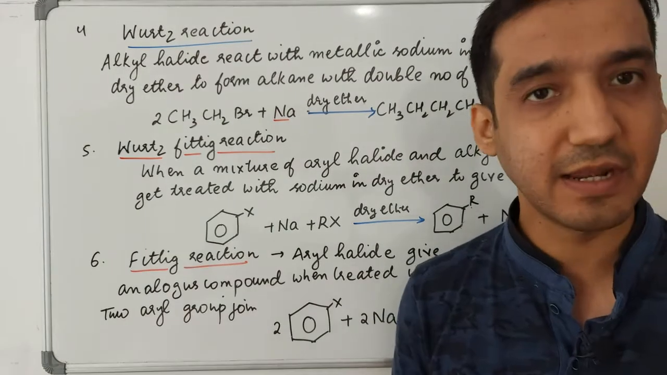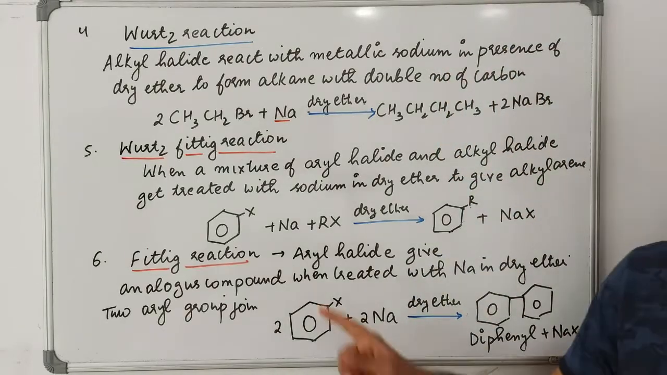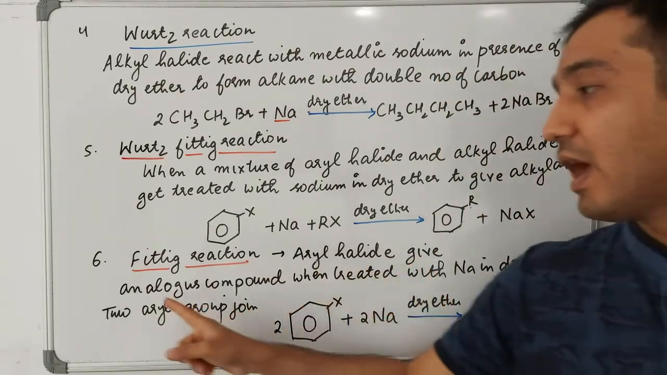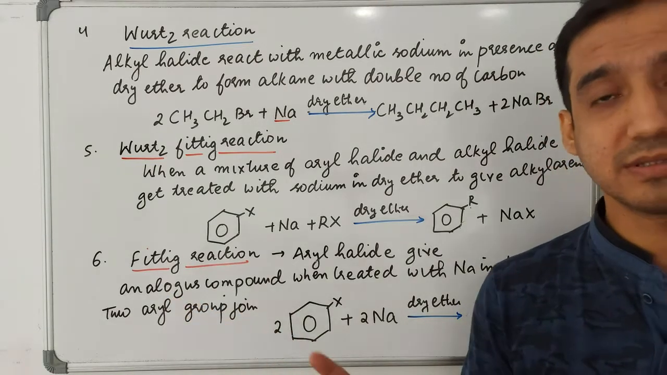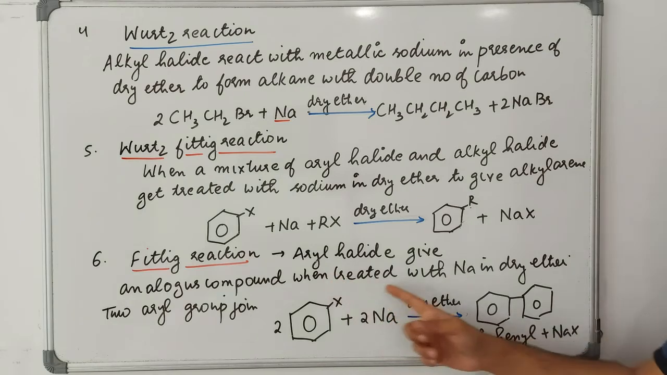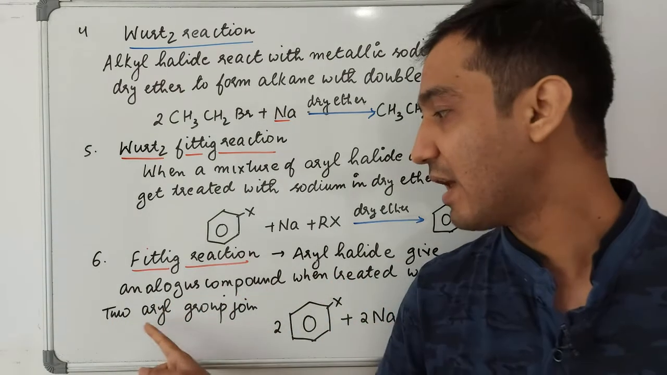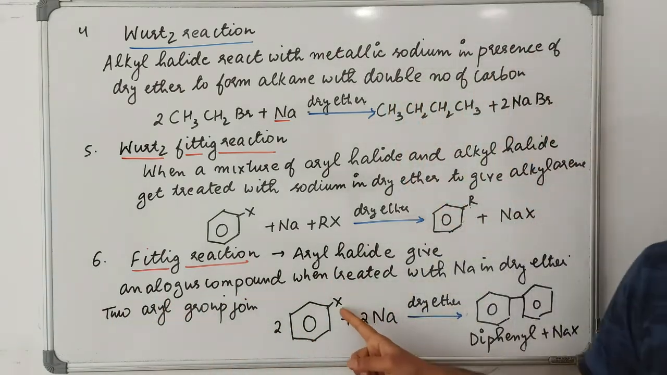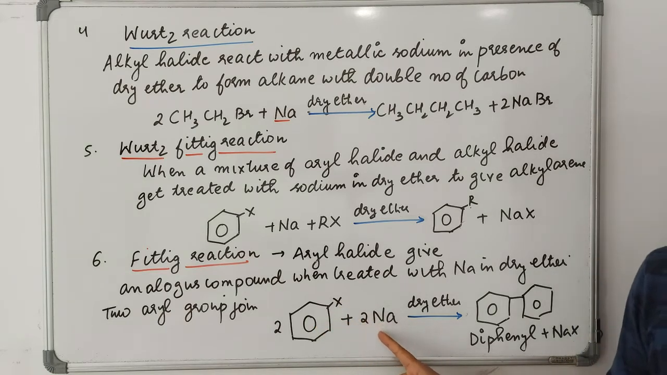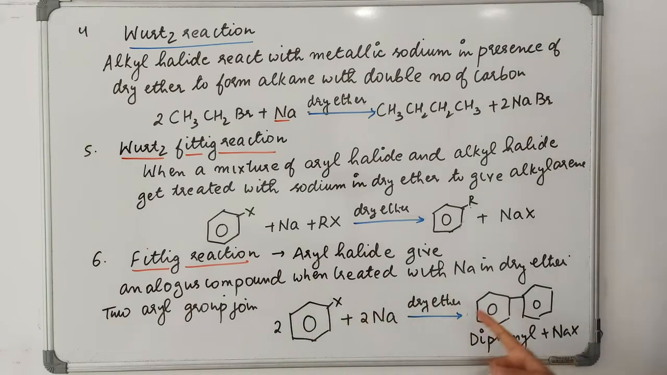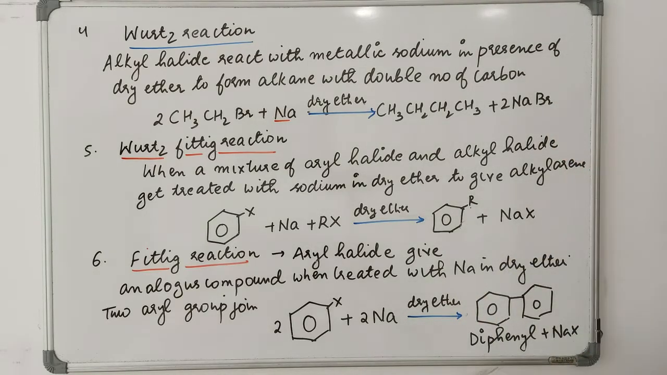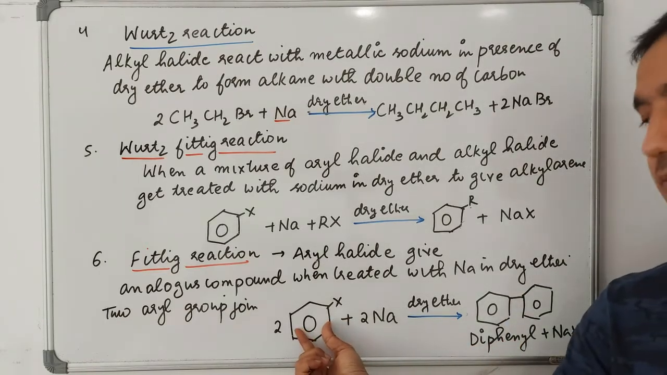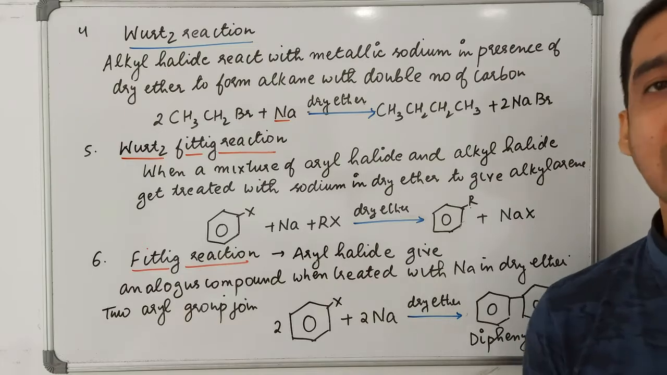And next reaction is the Fittig reaction. In the Fittig reaction, you take only aryl halide and it gives an analogous compound. Analogous means a similar or symmetrical compound, formed when the aryl halide is treated with sodium in dry ether so that the aryl groups join. Suppose you have taken benzene with X and sodium in the presence of dry ether. These two benzene rings get attached to each other, and this compound is called diphenyl, plus NaX. So diphenyl is formed only when you have taken an aryl halide.